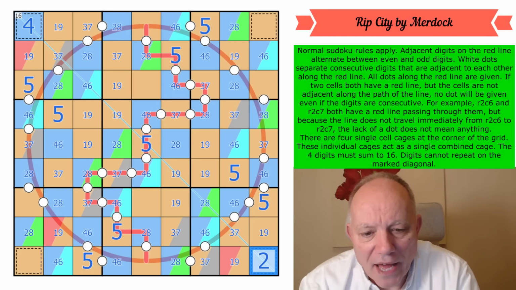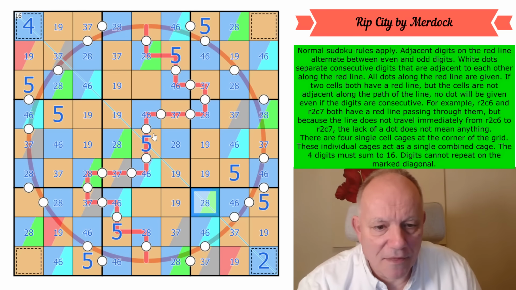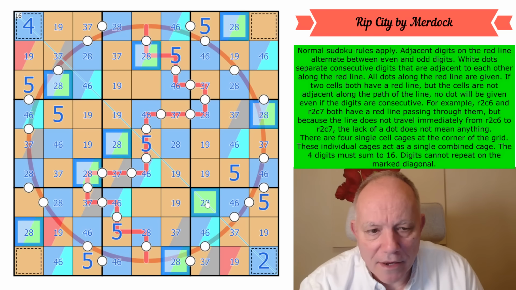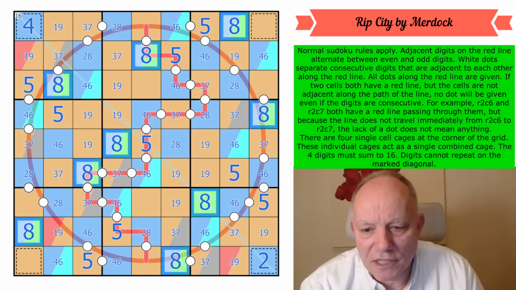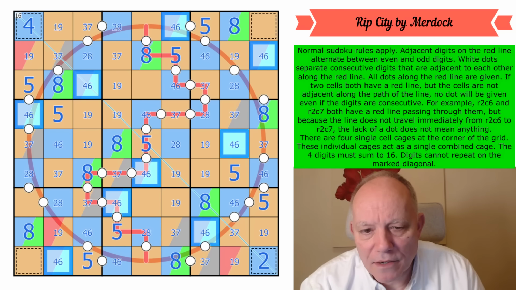We know that the flashing digits are high. I've been calling them low all the time, but they're high. So I'm going to remove the blue from this and then highlight all the greens and call them all 8 because the flashed digits are high. Then I'm going to remove blue from this and call all of these 6 because the flashed digits are high.